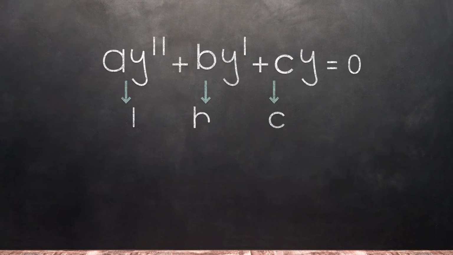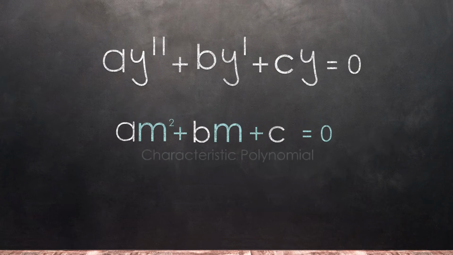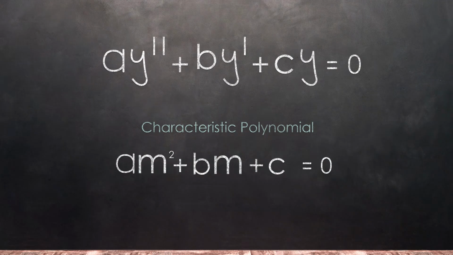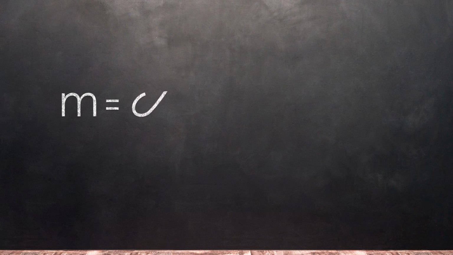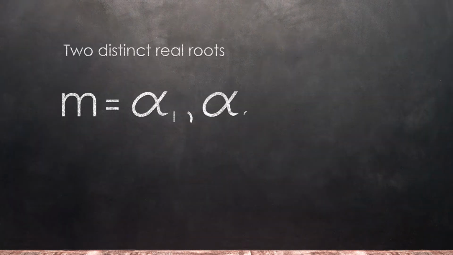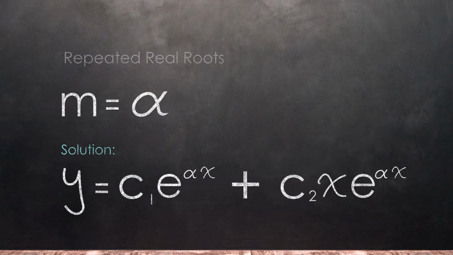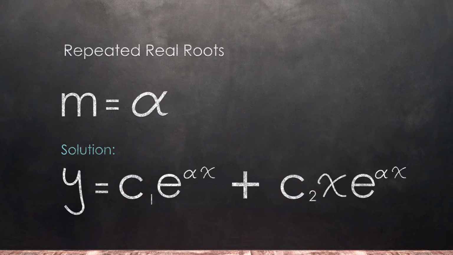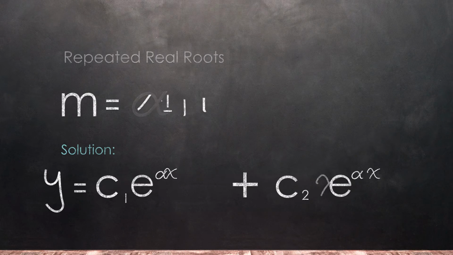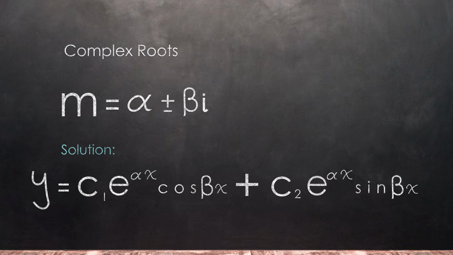To solve this type of differential equation, we start by solving the characteristic polynomial. There are three different scenarios that can arise from solving the characteristic polynomial, each of which results in a different solution. If the characteristic polynomial has two distinct real roots, then the solution to the differential equation has the following form, where c1 and c2 are constants. If the characteristic polynomial has one repeated real root, then the solution is the following. If the characteristic polynomial has complex roots, then the solution is the following.